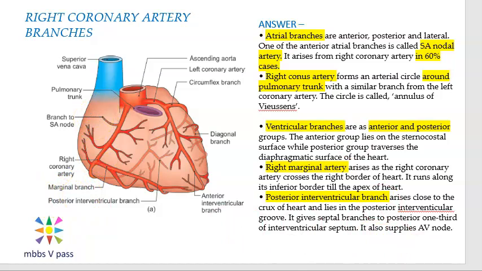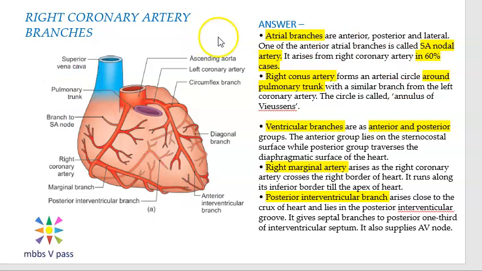Finally, this right coronary artery goes behind also, and finally what is it giving? It is giving one branch. Where is that branch? Posterior, here at the back. This is the posterior interventricular branch. This will supply what? The AV node. Got it? So the right coronary artery supplies the SA node in 60% of people, and what? The AV node. This one at the back is supplying the AV node.